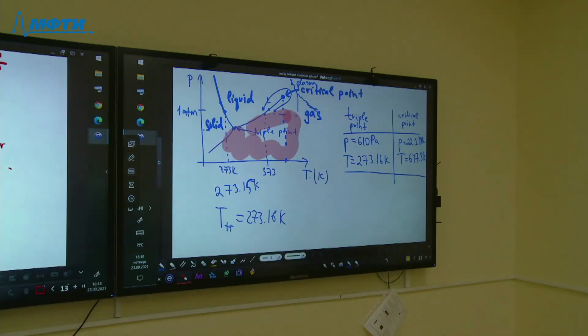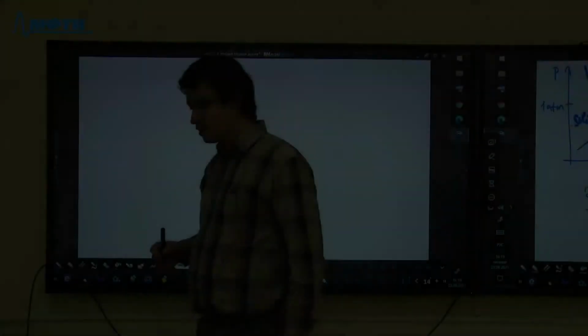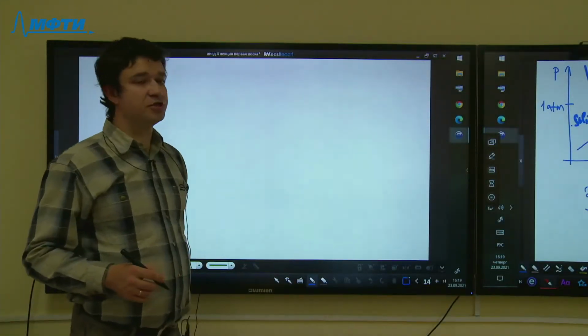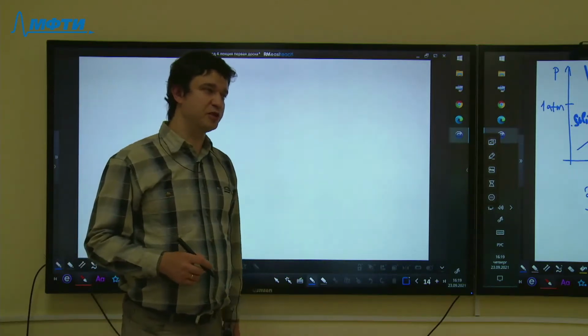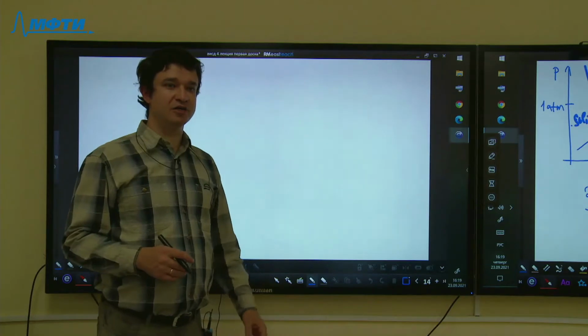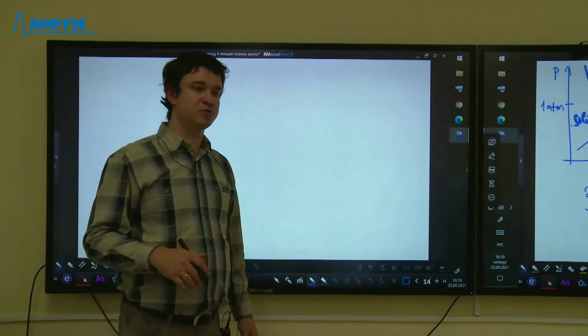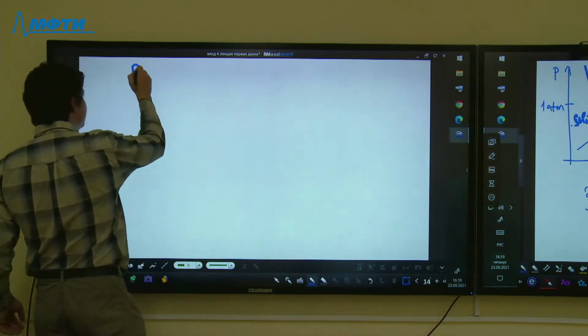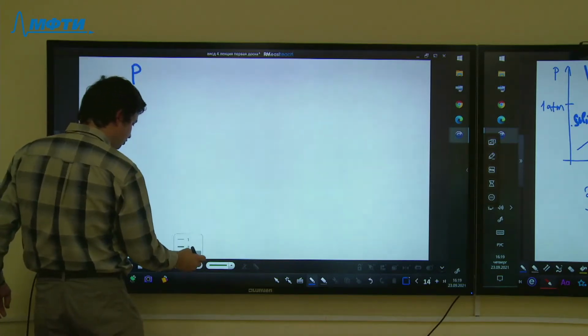Okay, I think we should start the next part of the lecture. So let's first of all look back on all of those phase transitions I described during the previous part of the lecture. Actually, these are not the only phase transitions possible in our world. The phase transitions actually can be of two types.